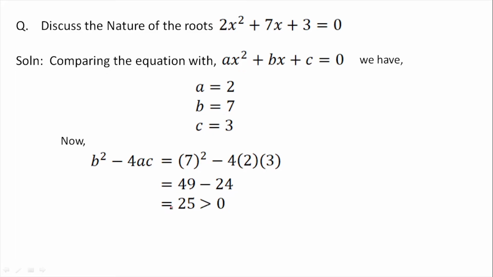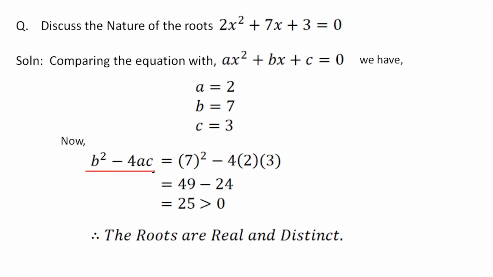So now we are getting the discriminant to be greater than 0. The discriminant b square minus 4ac is greater than 0. So that means the roots are real and distinct. So this is the nature of the roots.